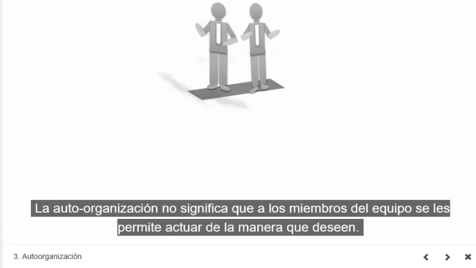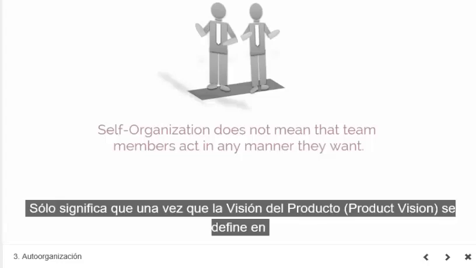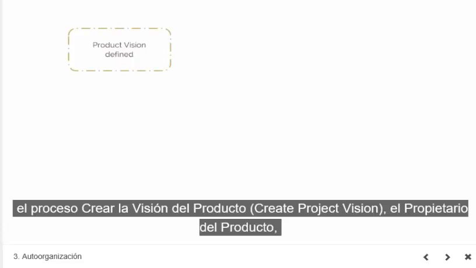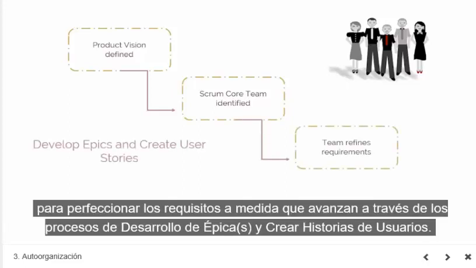Moreover, self-organization doesn't mean that team members are allowed to act in any manner they want to. Rather, it means that once the product vision is defined in the Create Project Vision process, the product owner, Scrum Master, and Scrum team get identified. Also, the Scrum core team itself works very closely with relevant stakeholders for refining requirements as they go through the develop epics and create user stories processes.